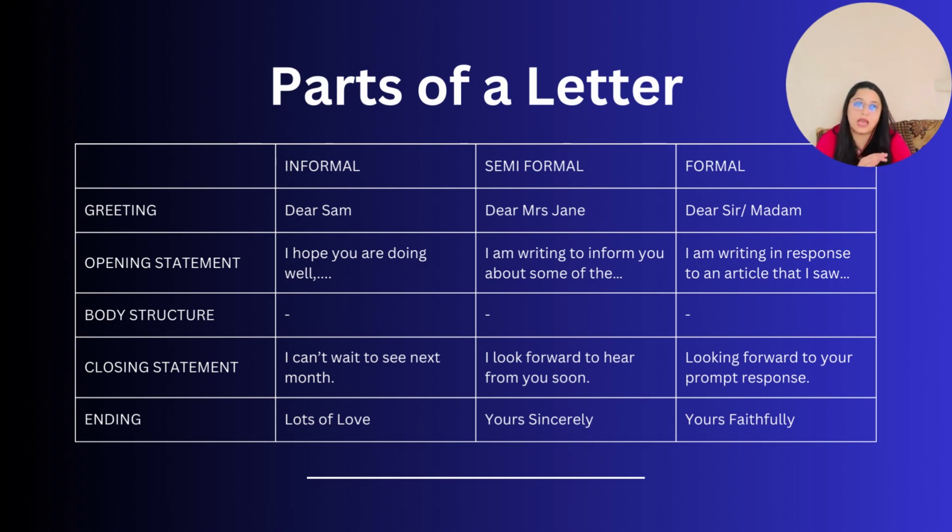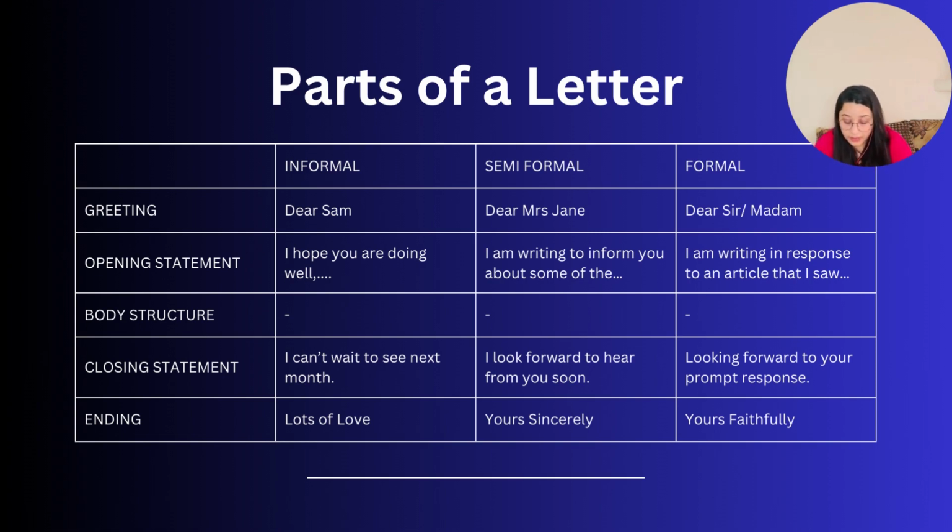You can say dear Sam, dear John, whatever your friend's name is, or whomever you're writing to. You can just start with dear and straight away write their names. For semi-formal and for formal, it's different. For semi-formal, you have to be a little formal in your words. For example, if you're writing to a landlord, let's say, dear Mrs. Jane or Mrs. Jones, or whatever name it is, you just have to think of a hypothetical name. But for a formal letter, you don't know the person, so you'll be writing dear sir or madam.